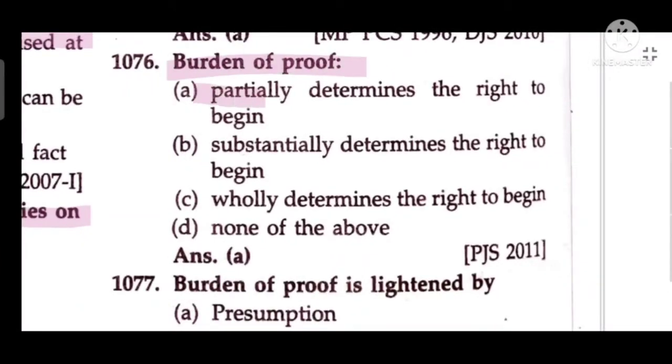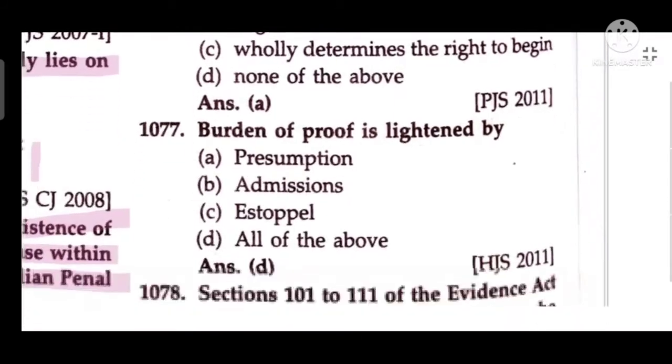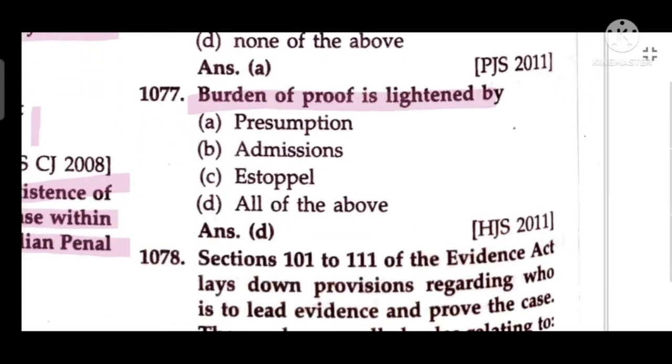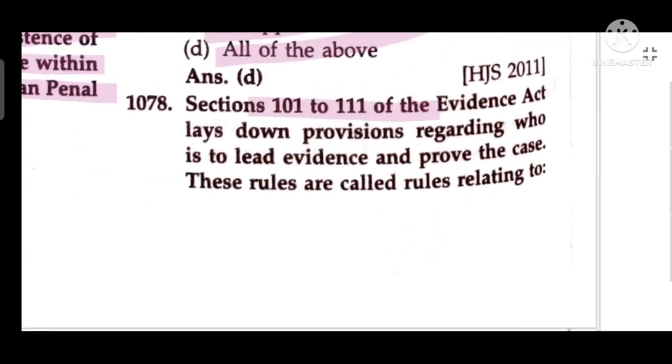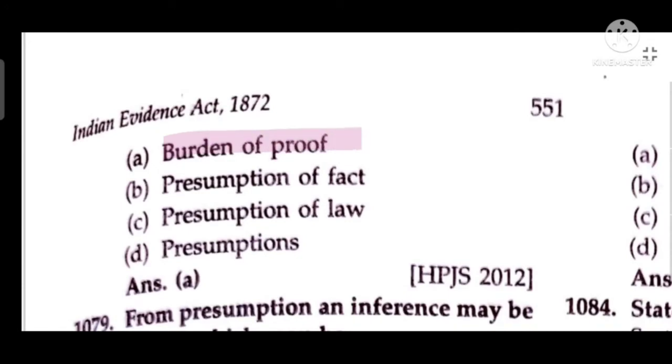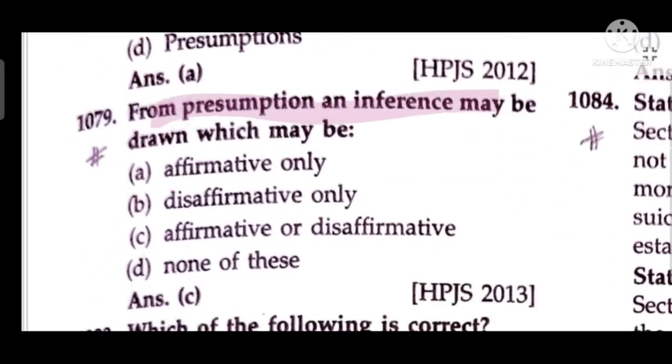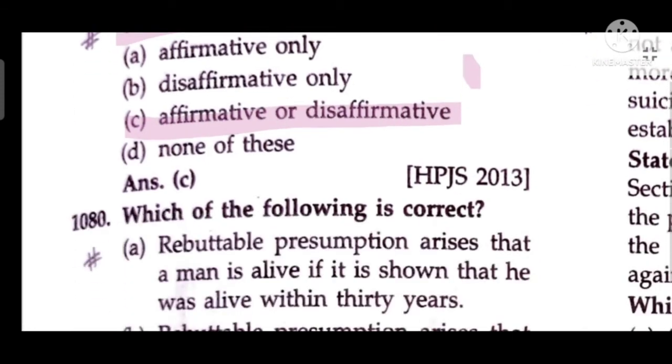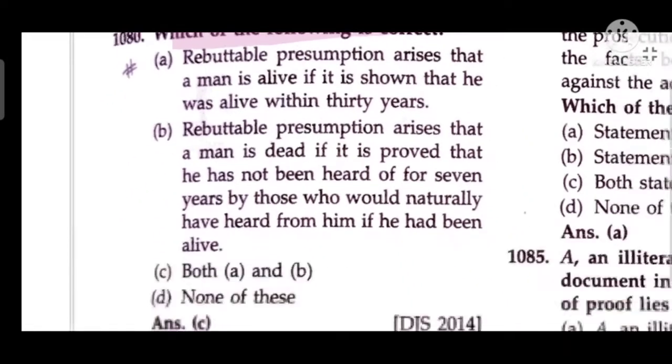Burden of proof partially determines the right to begin. Burden of proof is lightened by presumption, admission, estoppel, all of these. Sections 101 to 114 of the Indian Evidence Act lay out the provisions regarding who is to lead evidence to prove the case. This rule is called the rule relating to burden of proof. The presumption and inference may be drawn, which may be affirmative or disaffirmative. Which one of the following is correct?